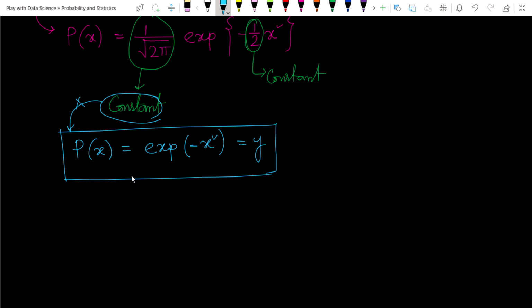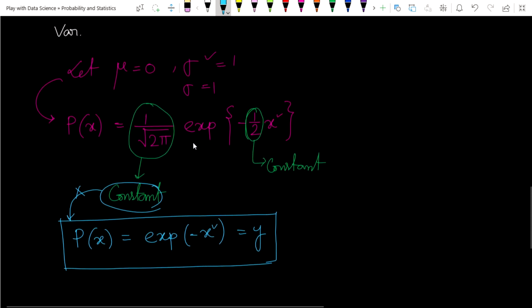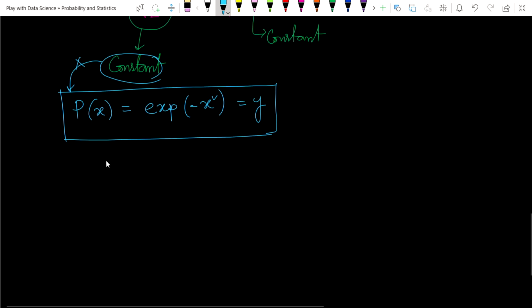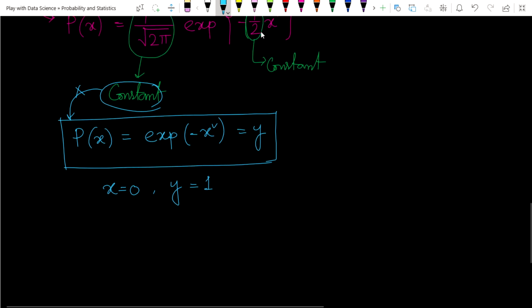First, see the observations. Suppose we take x equals 0, because we have taken our mu equals 0. If we take x equals 0, then what will be the value of y? Exponential of 0 means what? 1. Okay, now let's draw this sideways.